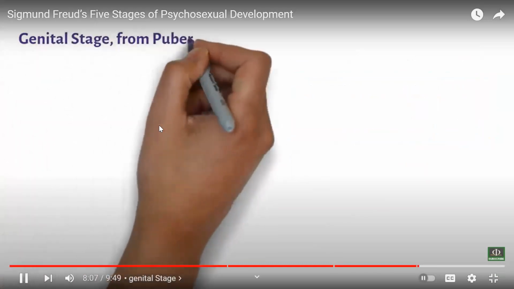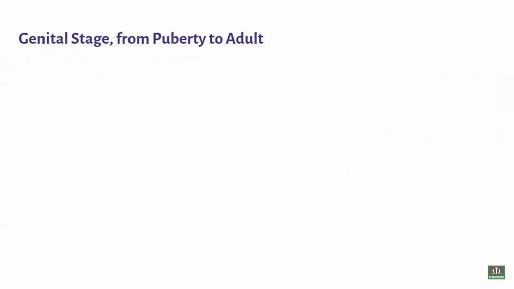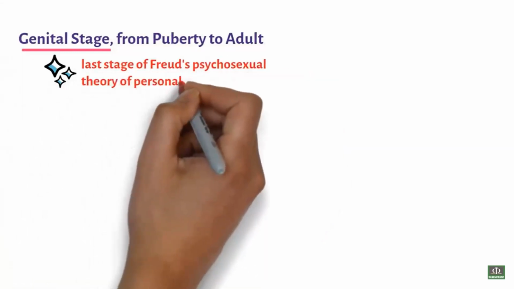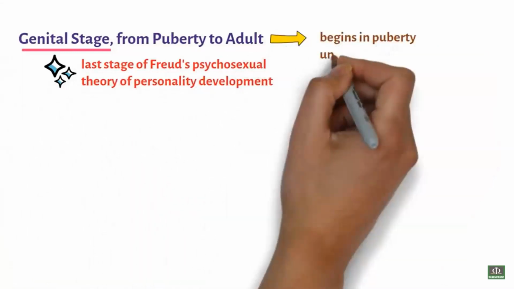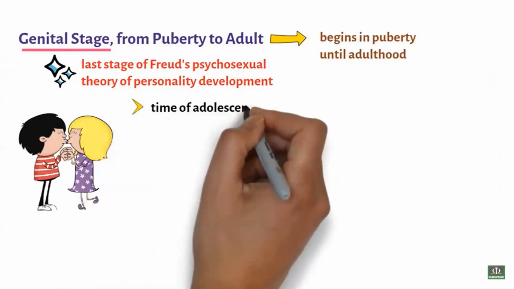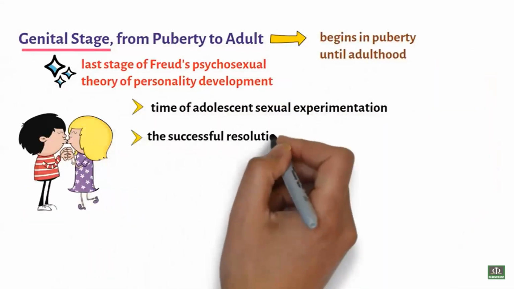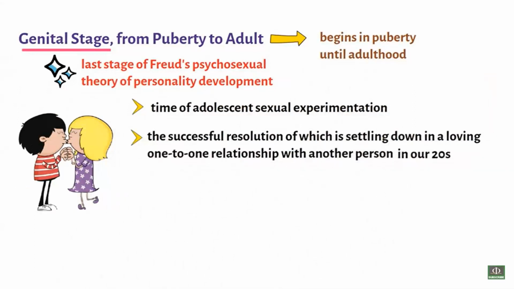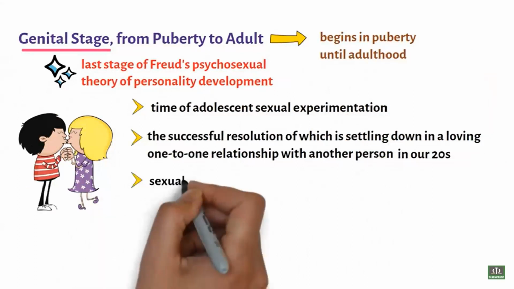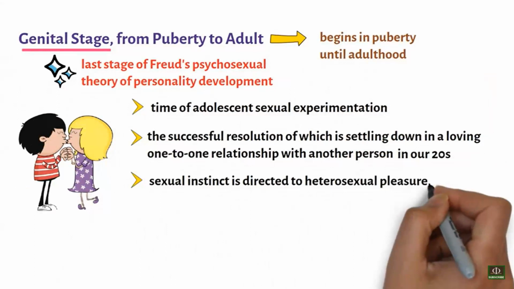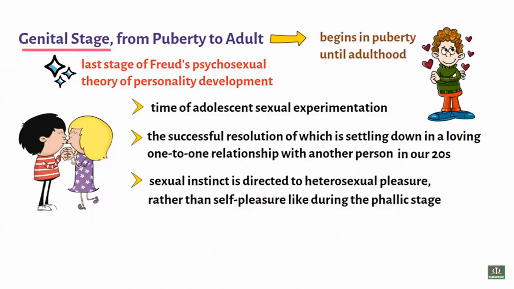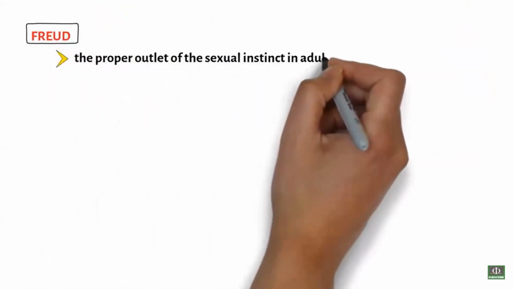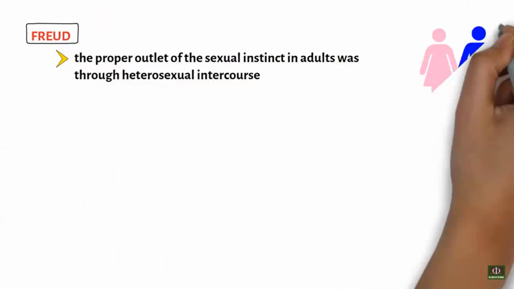Genital stage, from puberty to adult. The genital stage is the last stage of Freud's psychosexual theory of personality development, which begins in puberty until adulthood. It is a time of adolescent sexual experimentation, the successful resolution of which is settling down in a loving one-to-one relationship with another person in our 20s. Here, sexual instinct is directed to heterosexual pleasure, rather than self-pleasure like during the phallic stage. For Freud, the proper outlet of the sexual instinct in adults was through heterosexual intercourse.